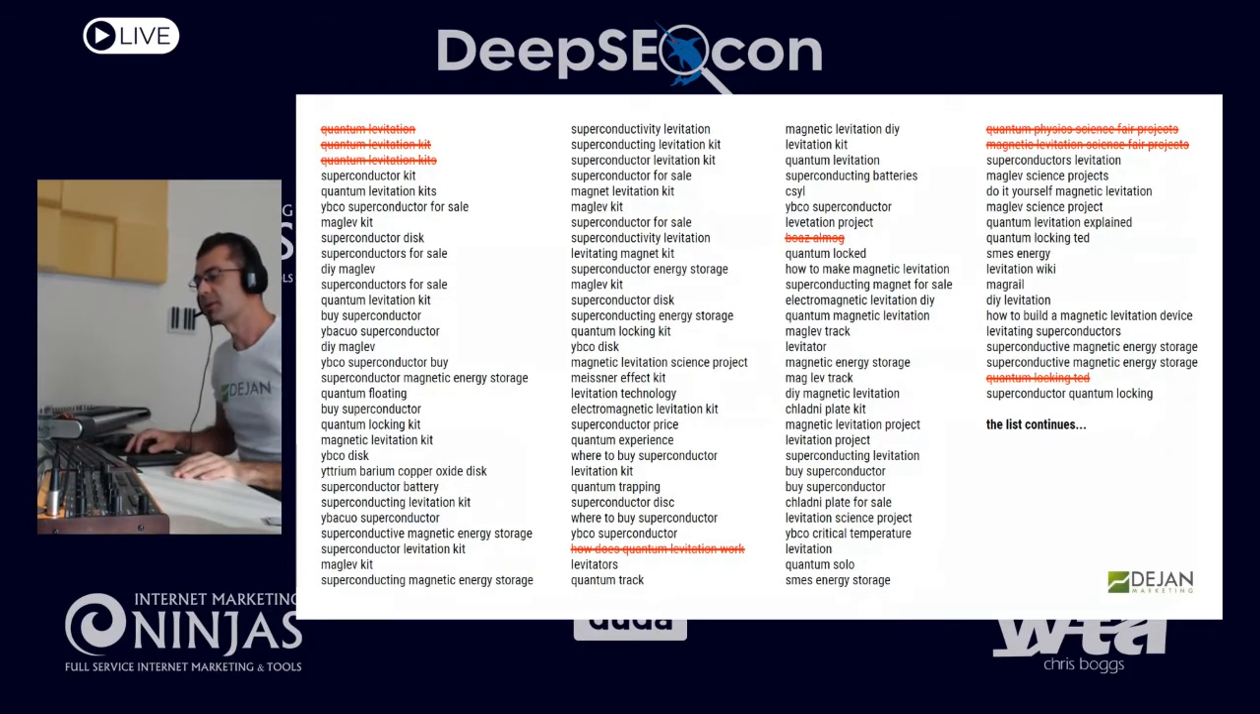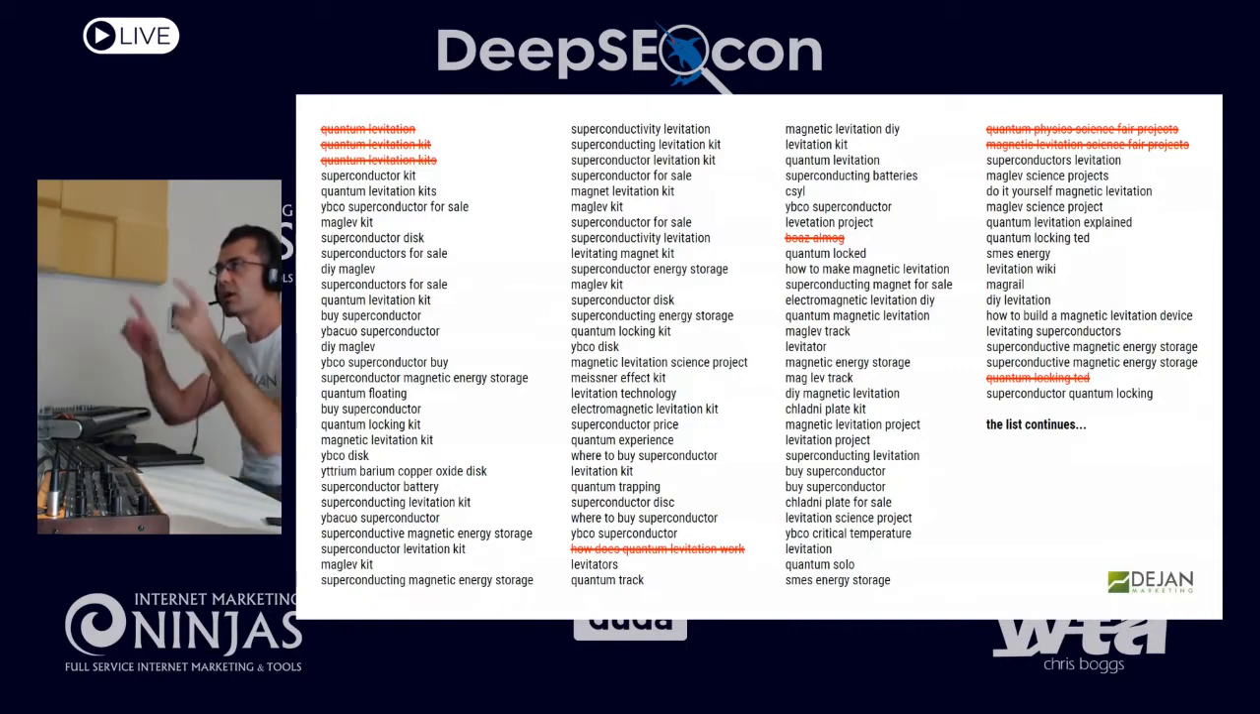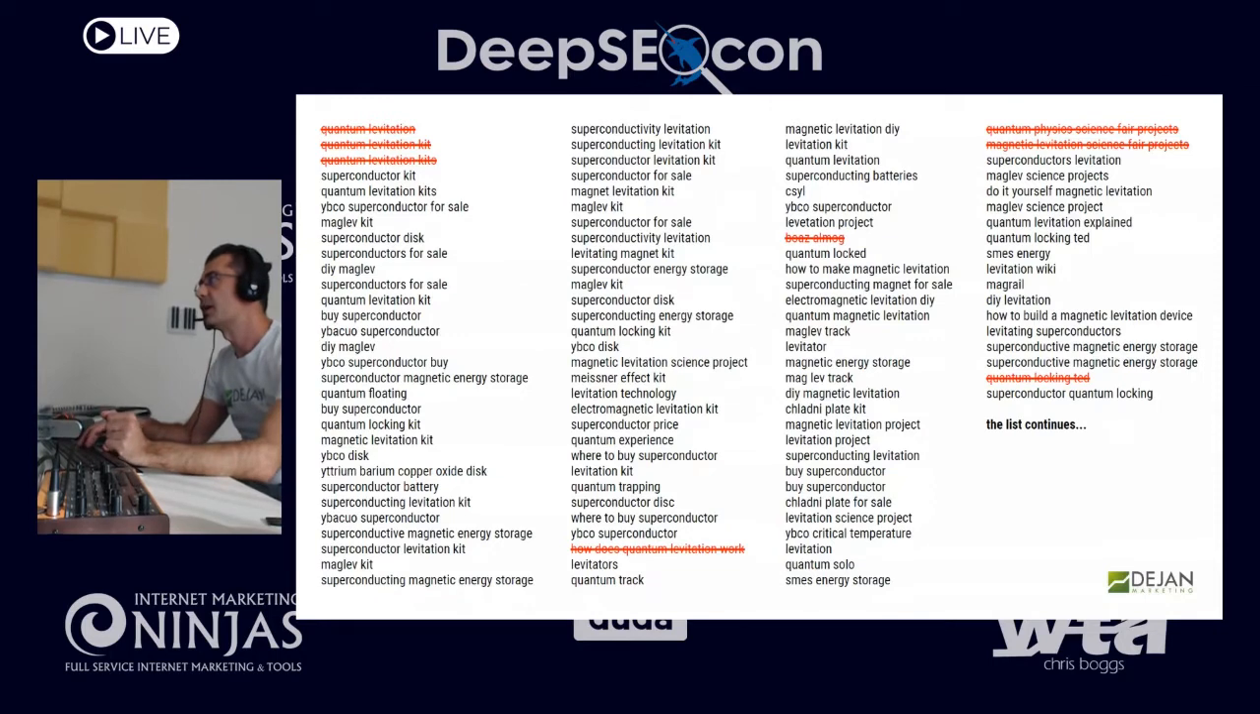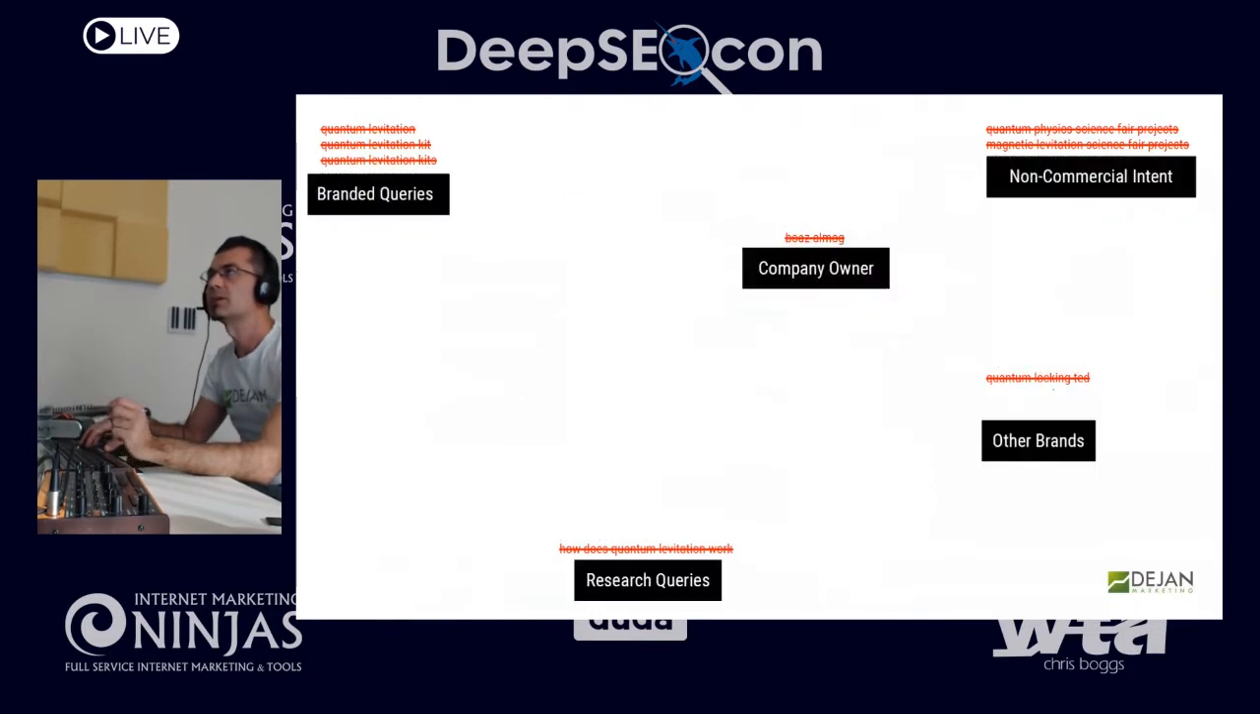Why are we doing click-through rate optimization? We want to get more clicks from the same rankings. People in the PPC industry do this all the time, but SEOs tend to just chase the rank and not really focus on improving the amount of clicks that they get from the same rankings. So why did I cross out all these queries here? Well, here's the explanation.